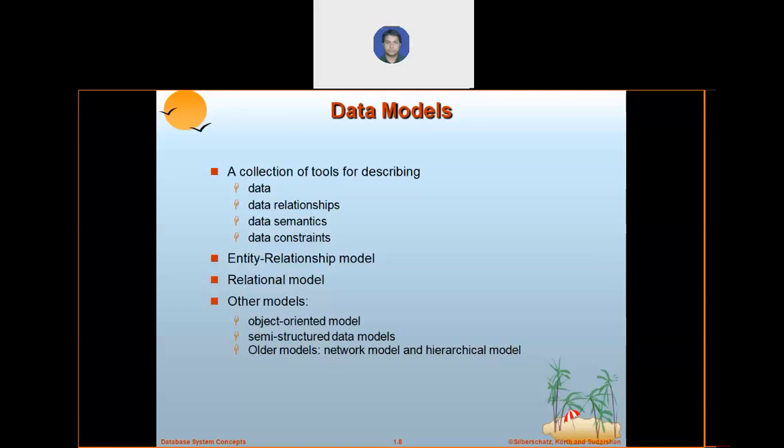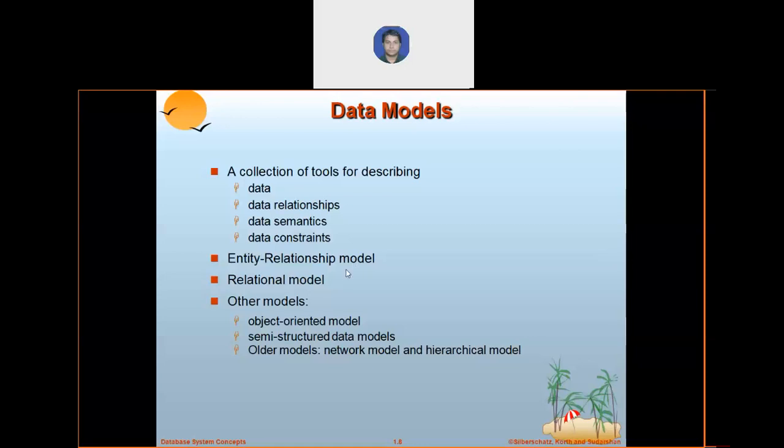First is the relational data model. Second is the entity relationship data model. Third is the object-based data model. And the fourth is the semi-structured data model. These are the four important data models, and a data model is nothing but how you are giving structure to your database.